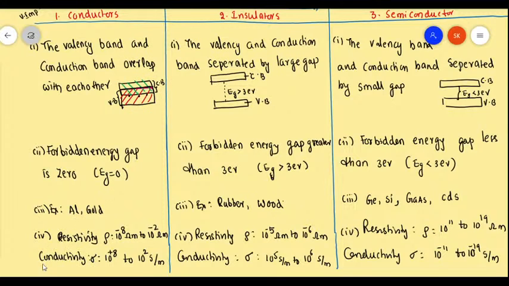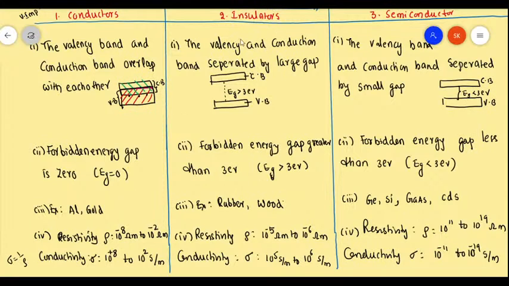Their resistivity range is 10 to the power of minus 8 to 10 to the power of minus 2, and conductivity is 10 to the power of 8 to 10 to the power of 2. The unit of resistivity is ohm meter. The unit of conductivity is Siemens per meter. Conductivity is the reciprocal of resistivity. This is about conductors.